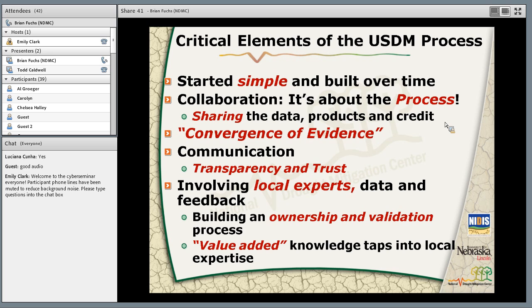Again, when you build these partnerships, there is some ownership and validation that is being considered by these people. They're taking a lot of time out of their week to participate, but they can also see that they do have a little bit of ownership to it. And the value-added knowledge that we tap into with this local expertise is just something that can't be replicated. It's those personal connections, knowing that if I need to have more information coming from a state, I have a name I can call or a group I can call, and they're going to be ready to help me out.